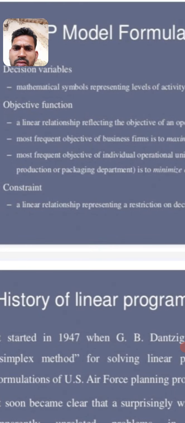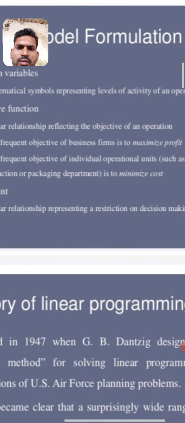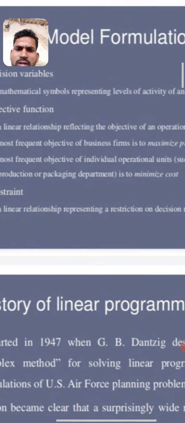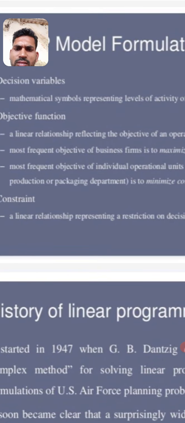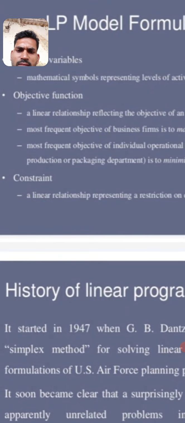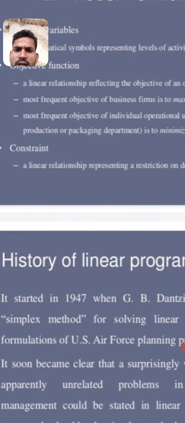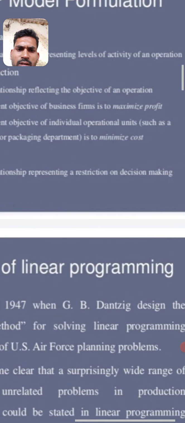The most frequent objective of a business firm is to maximize profit. The most frequent objective of individual operational units, such as a production or parking department, is to minimize cost. And constraints: a linear relationship representing a restriction on decision making.